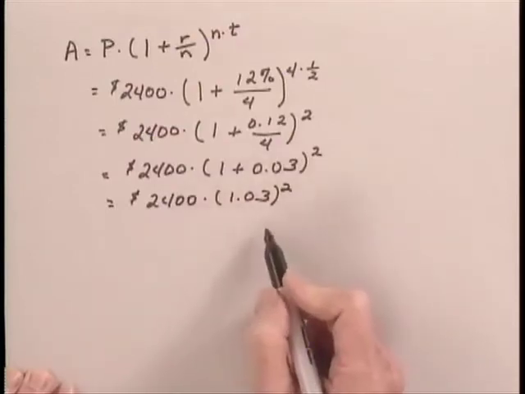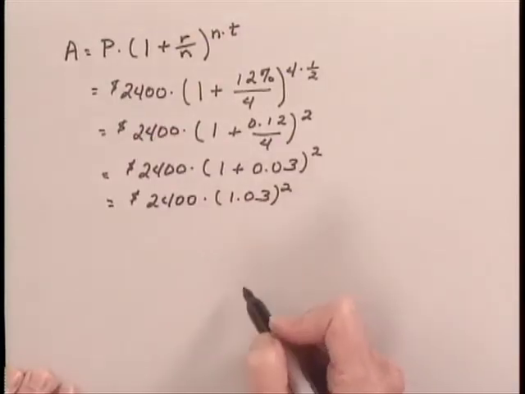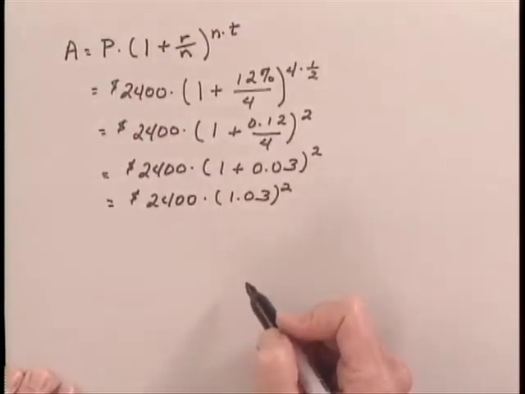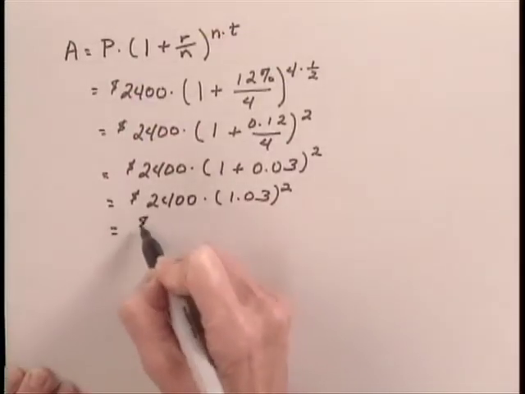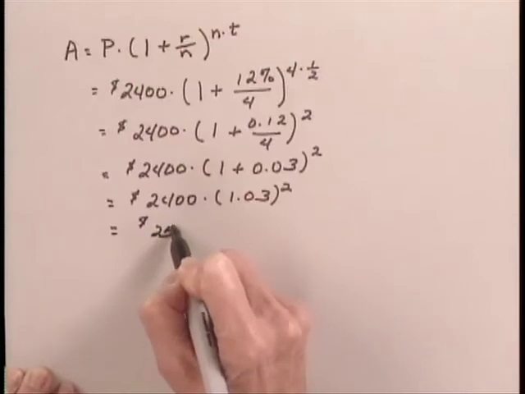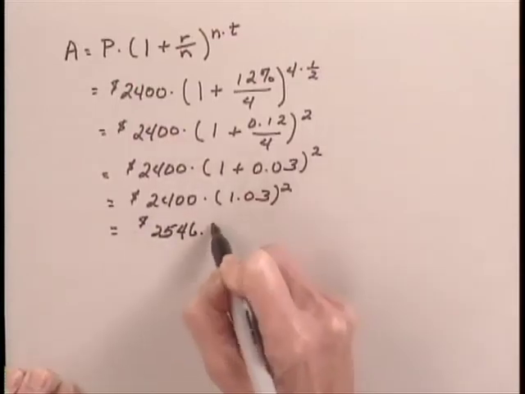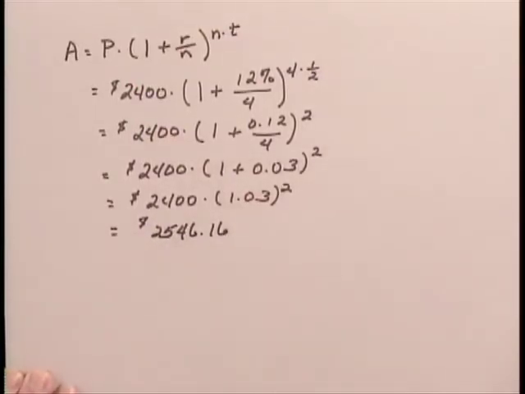And at this point, you'd probably pick up your calculator and finish the calculation. And you would find that this is equal to $2,546.16. So this is the amount that Karen would have in her account after 6 months.